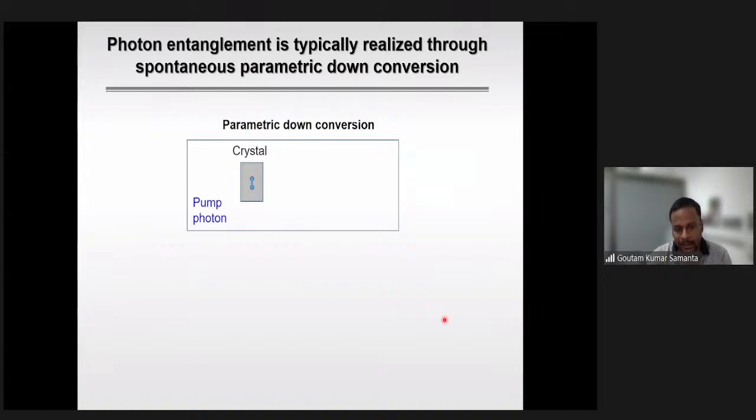So in optics, quantum entanglement or state preparation typically uses the parametric down conversion process, where a pump photon goes into the nonlinear crystal and generates two photons. That is what is called signal and idler. And in most cases, your pump photon will do nothing. It will just transmit through the crystal. But once in a while, it will translate into two photons.